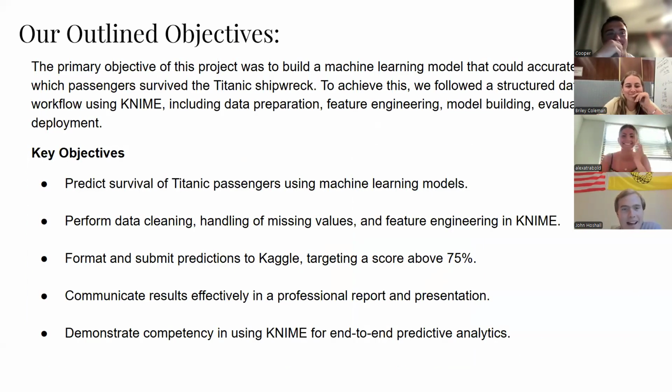All right, and then we're going to outline our key objectives here. The primary objective of this project was to build a machine learning model that could accurately predict which passengers survived the Titanic shipwreck. We're going to perform data cleaning, handling of missing values, and feature engineering in KNIME. We've got a target score of 75%, and we'll communicate results effectively in a professional report and presentation.